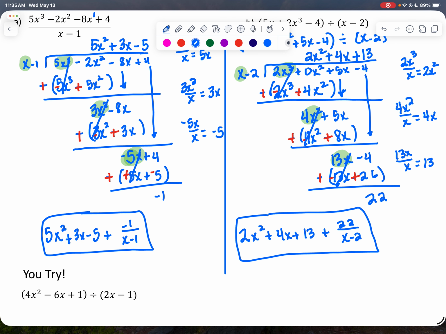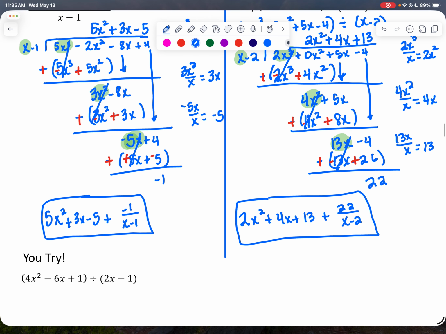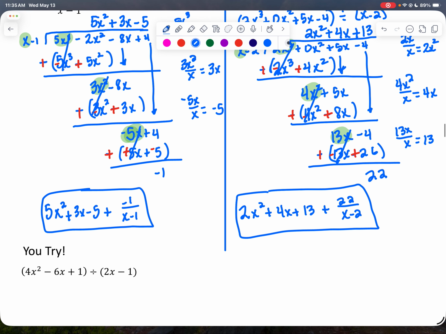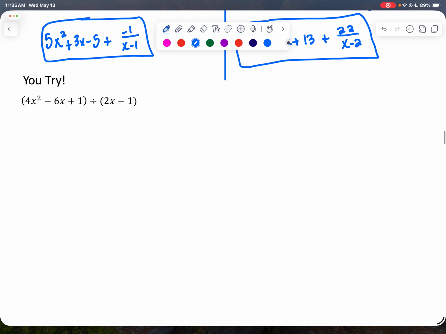All right. I have one more problem and I'd like you to try this one on your own. So pause the video, try it on your own, and then press play when you're ready to check your answer. All right, welcome back. Let's see how you did. I took my divisor, 2x minus 1, and I divided it into 4x squared minus 6x plus 1.